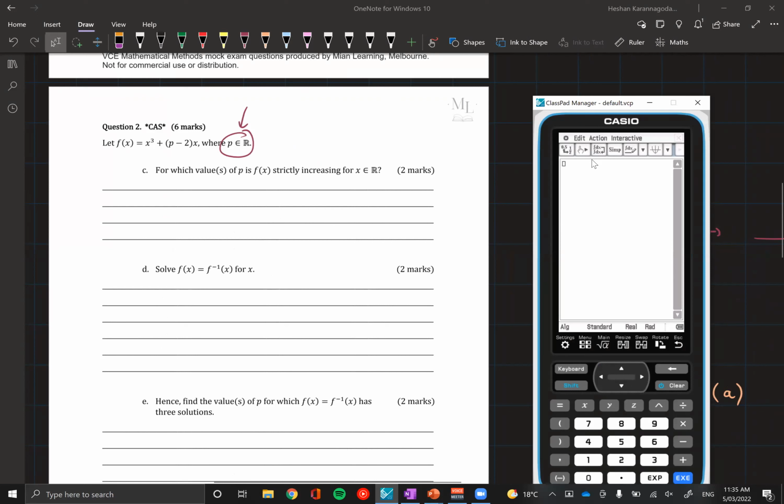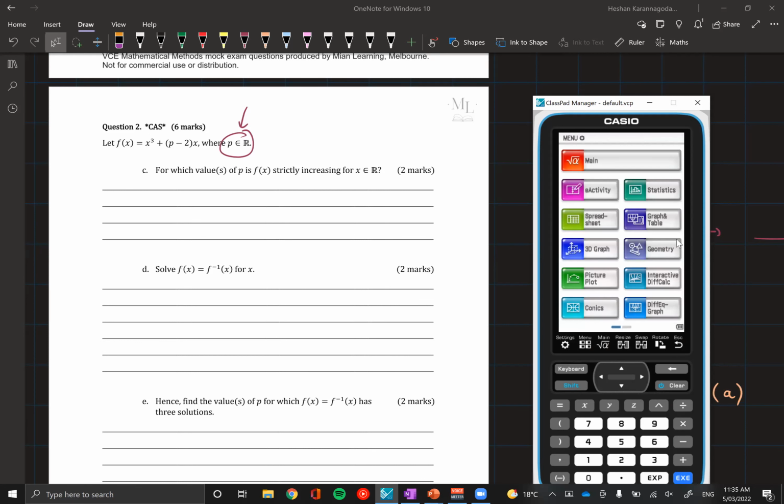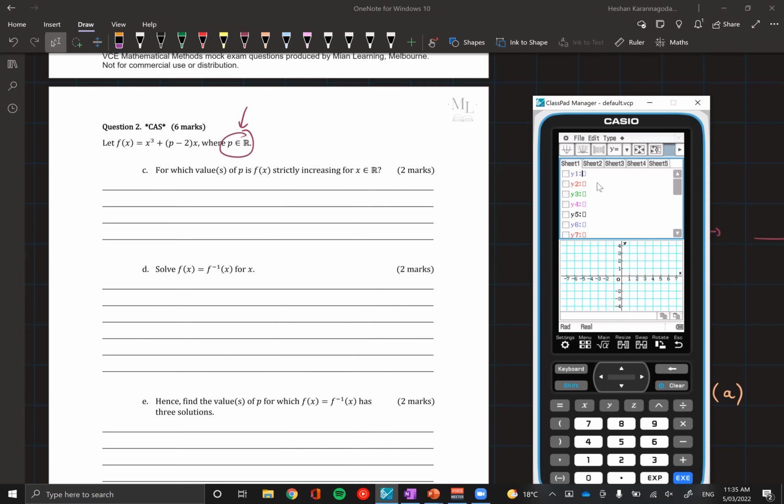Okay. So when I have a function and it's got a parameter, what I really like to do is define it because it makes it easier. But whenever we have this sort of problem where we need to find the set of values of P for something graphically to happen, in this case, is strictly increasing, what I like to do is use graph and table.